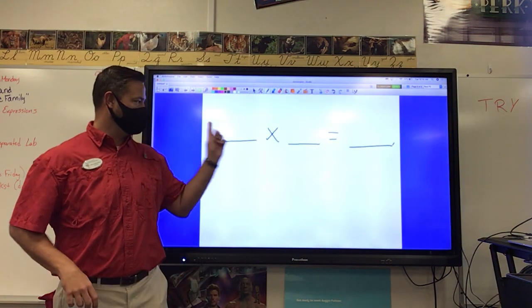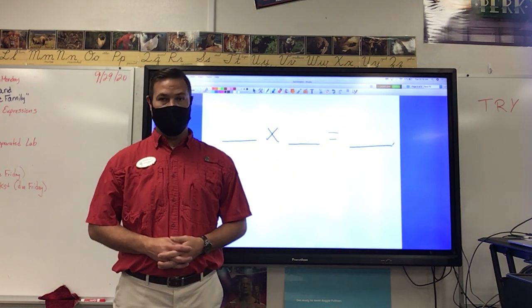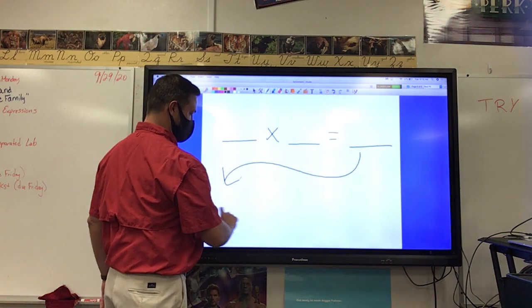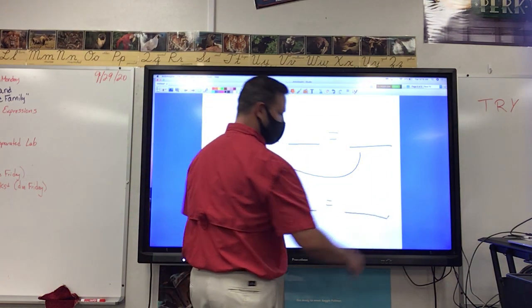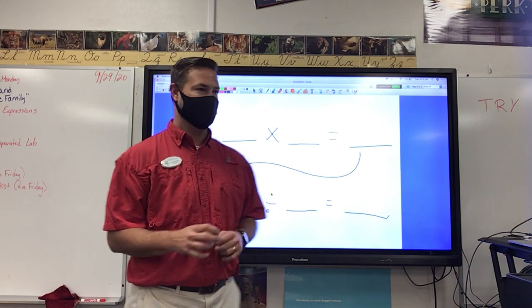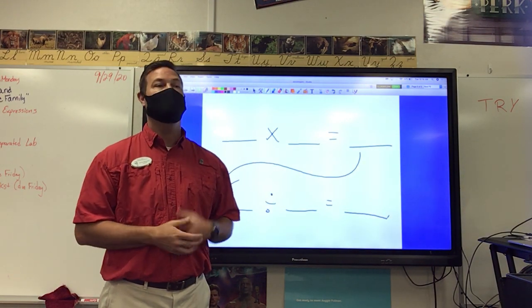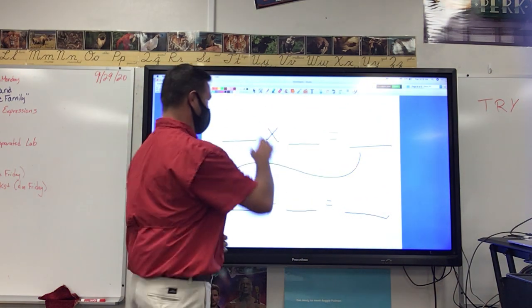Because it's going to be something times something equals something, or the opposite would be something divided by something equals something. Well, how do you figure out if we're multiplying or dividing? The key is, are they looking for the total amount, or did they give you the total amount? Okay, that's what I'm looking for.